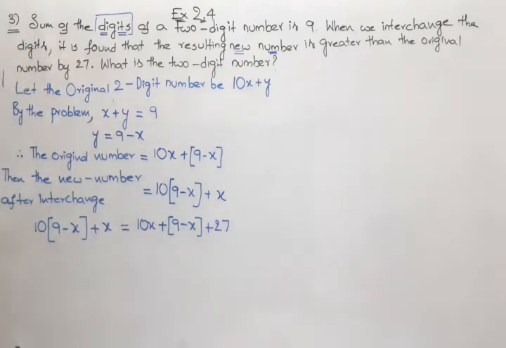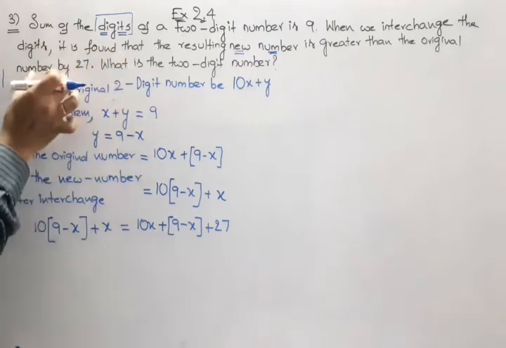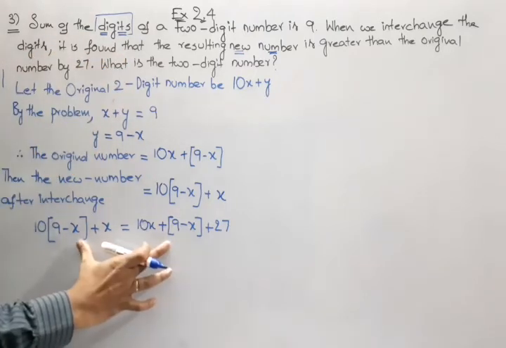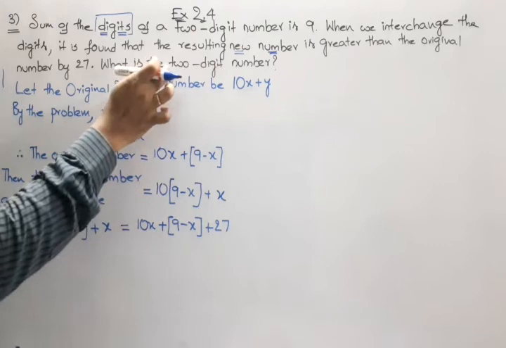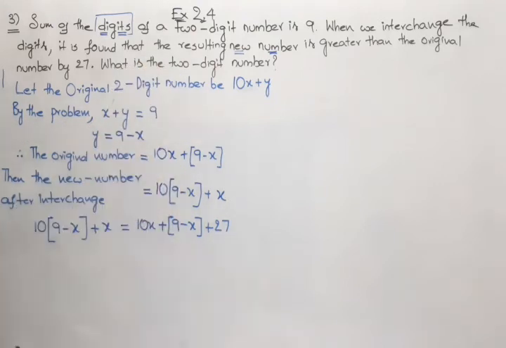Now using this, so the number by 27 we are here. What is the 2-digit number? They are asking what is the original number. Now look, here we have a linear equation with variable x. Now let us solve this.